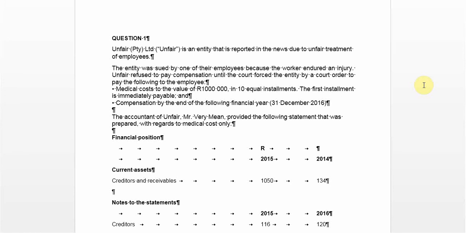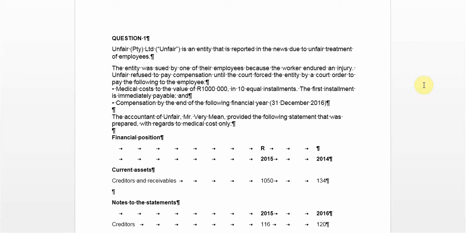This is another interesting question where you must comment on the presentation of financial statements. We can read together. This question says Unfair Pty Limited, called Unfair in this question, is an entity that is reported in the news due to unfair treatment of employees. The entity was sued by one of the employees because the worker endured an injury, and now Unfair refused to pay the compensation until the court forced the entity through court order to do so.